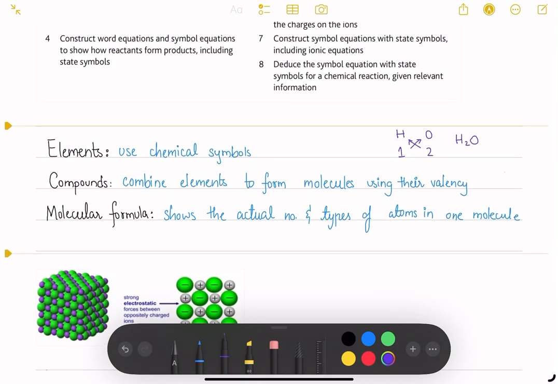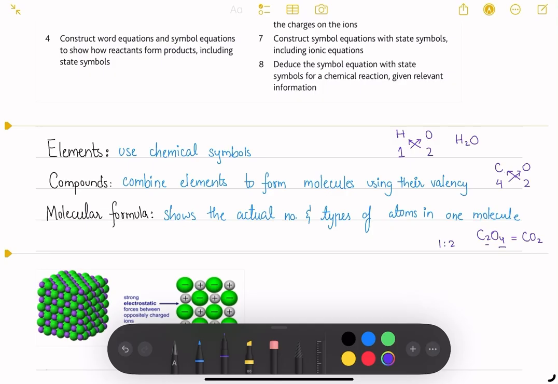I'll give you guys another example. We have carbon and we have oxygen. The valency of carbon is 4 and the valency of oxygen is 2. Again, we go through the crisscross method. So we have C2O4. But this then gets simplified to CO2, because 2 is to 4. When we simplify this ratio, we'll get 1 is to 2. So we get CO2.